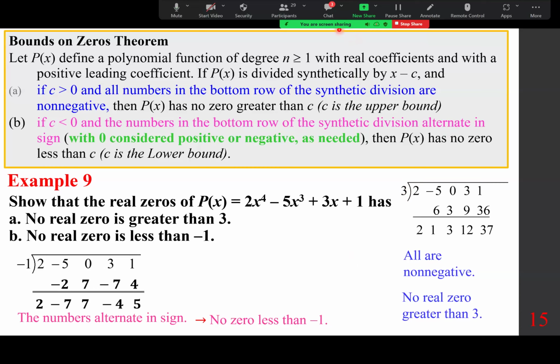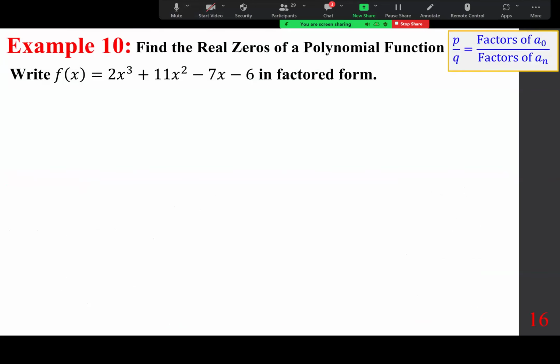So it's pretty straightforward. Find the real zeros of a polynomial function. So write f of x equals 2x cubed plus 11x squared minus 7x minus 6 in factored form. The degree, or n, is 3, so we have at most 3 real zeros.